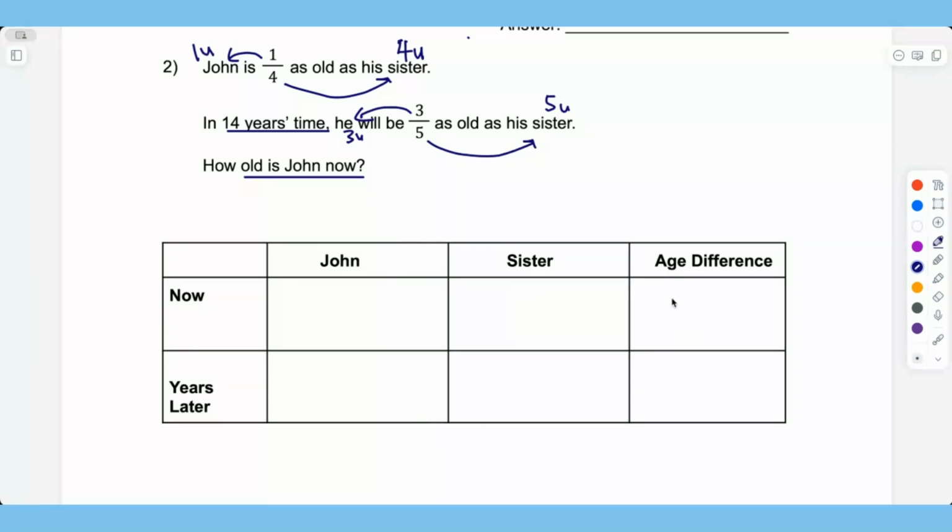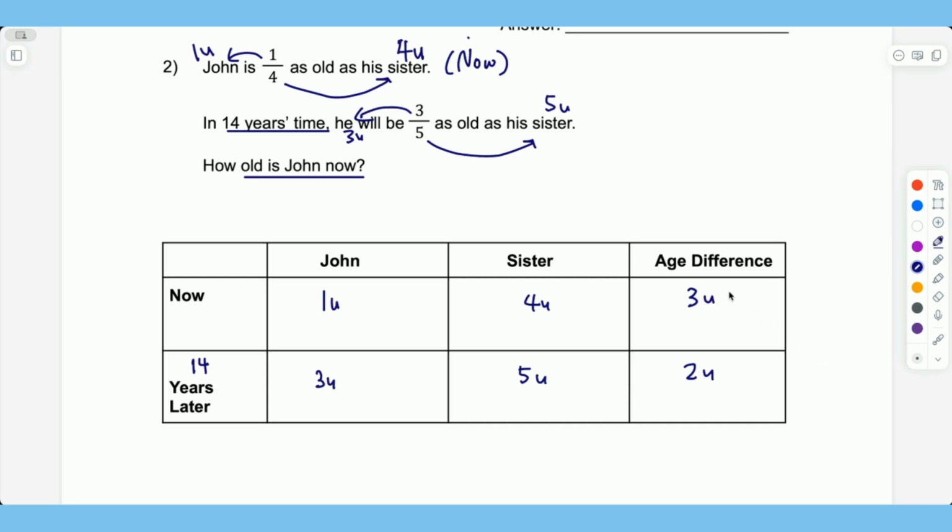I have this table that is set up. Right now, John is 1/4 as old as his sister. Means John is 1 unit and the sister will be 4 units. And in terms of units, the age difference is 3 units. And years later, which is 14 years later, he will be 3/5 as old as his sister. John will be 3 units, his sister will be 5 units, and the age difference in units is 2 units.